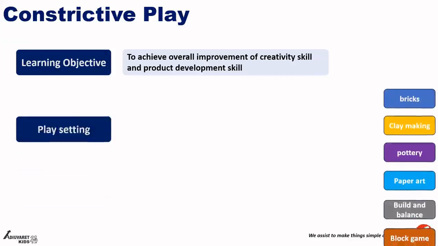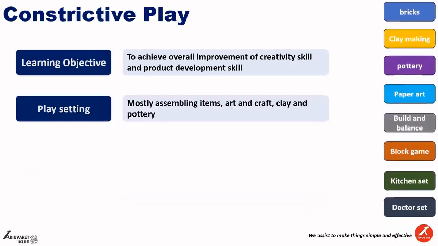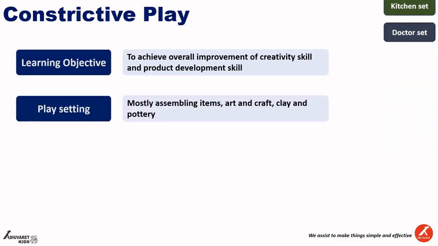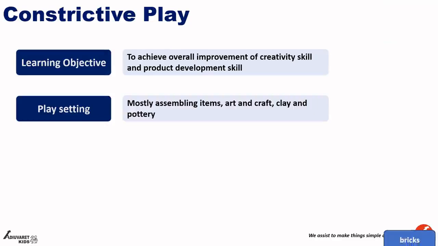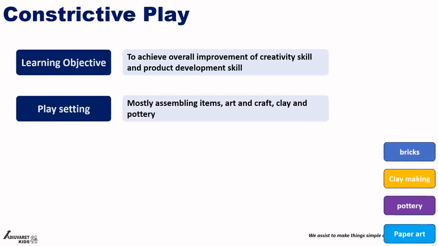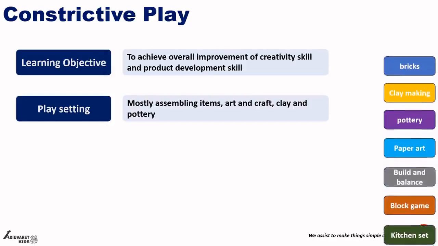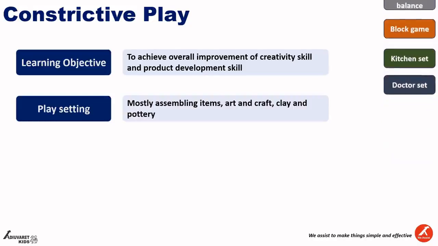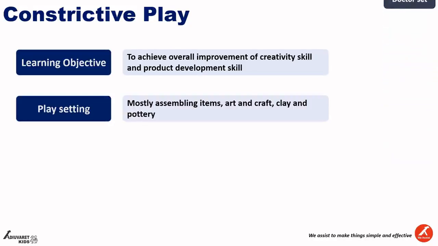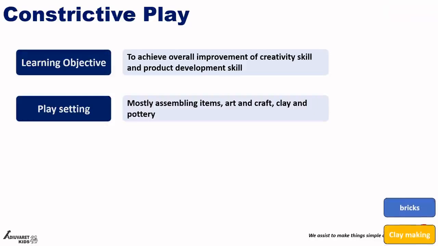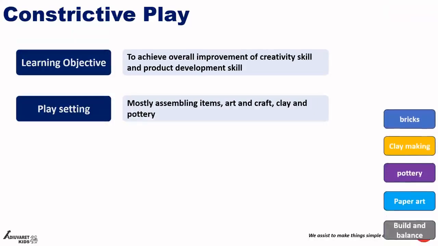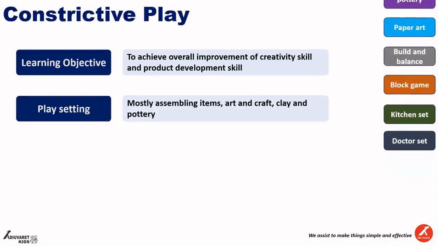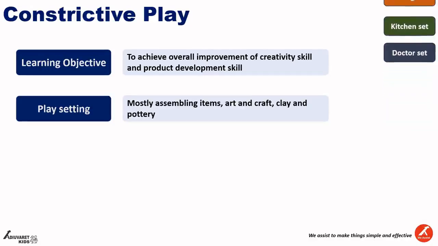Then coming to the play setting, mostly it's assembling items. We provide a lot of things for the child to assemble with each other so that the child can create a complete set of objects by joining different kinds of parts given to the child. Then it may also include art and craft items. When various art and craft items are given, the child uses them to draw something or make something. So that also is a part of constructive play.